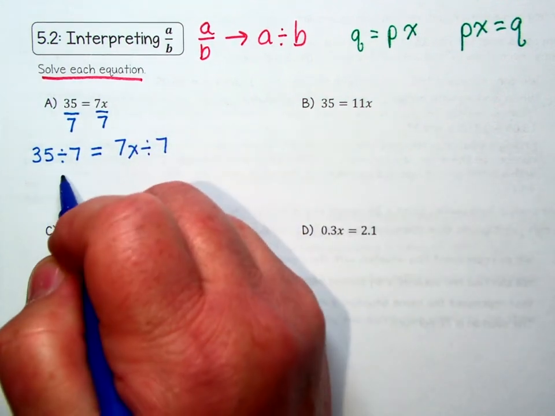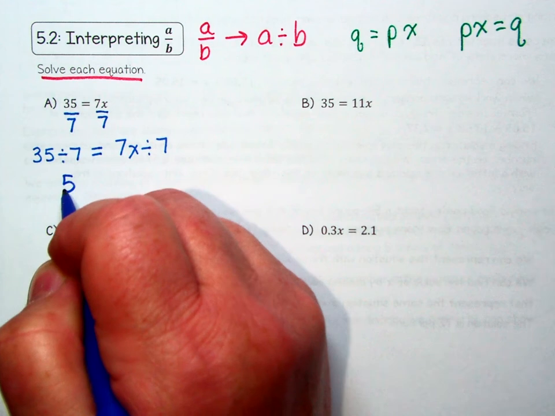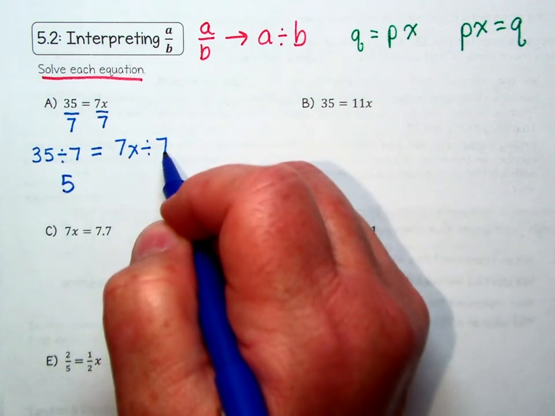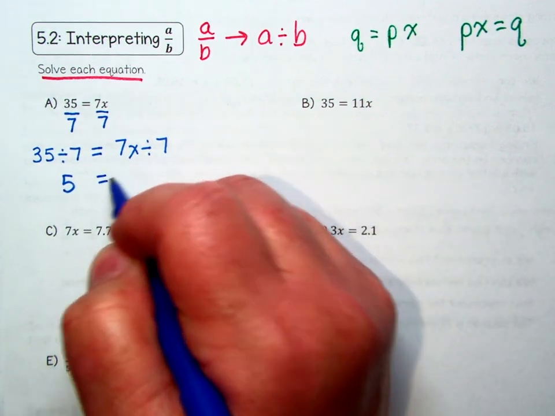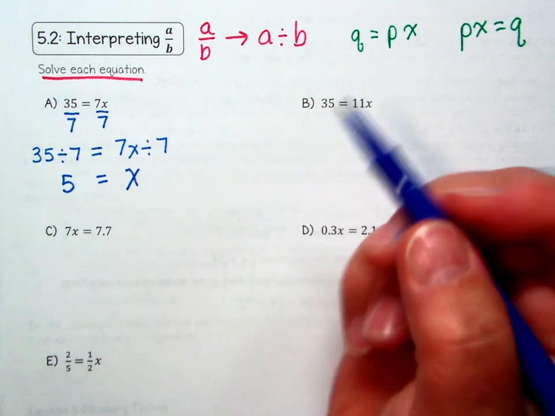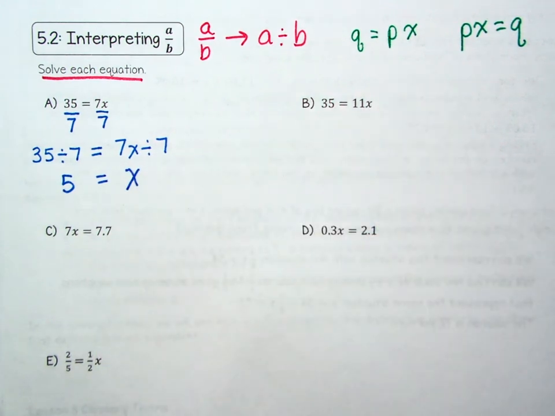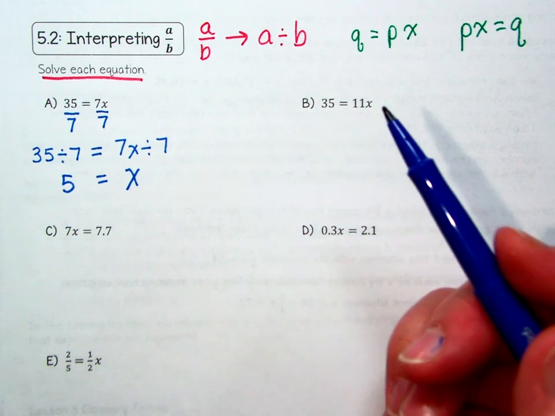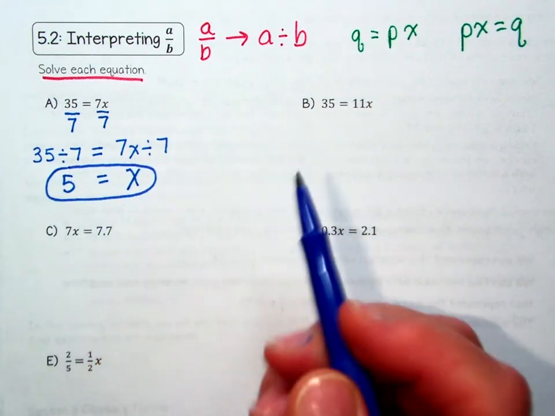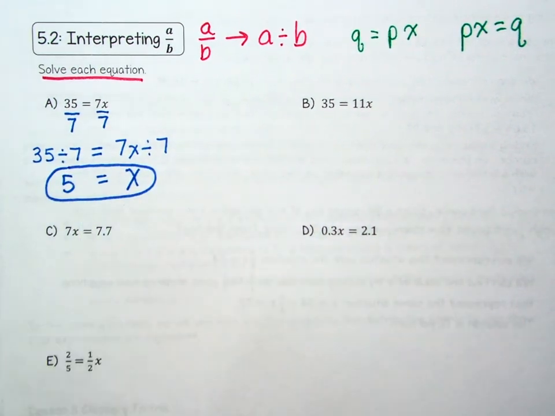35 divided by 7, most of us know math facts, it's 5. And 7x divided by 7 is 1x. And again, I don't have to write the 1. If I see x all by itself, it's understood. It just means one of them. All right, so my solution here was 5 equals x, or x equals 5. Let's move on to the next one.